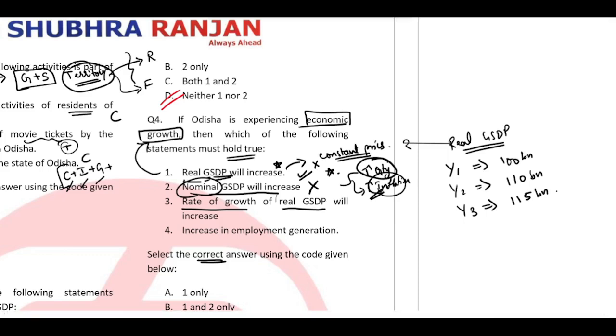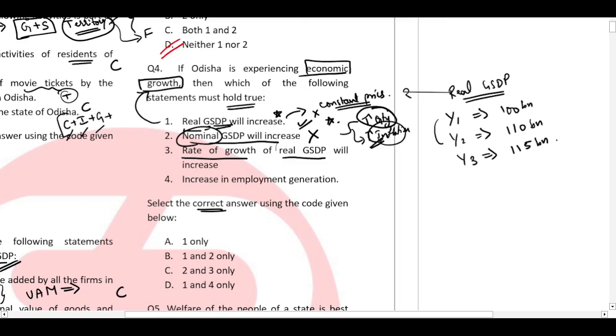Okay, so now when we have to calculate the rate of growth, we have to calculate year on year increase. So what will be the growth rate for increase from the first year to second year? It will be 110 minus 100 divided by 100 into 100. That comes to 10% growth rate.